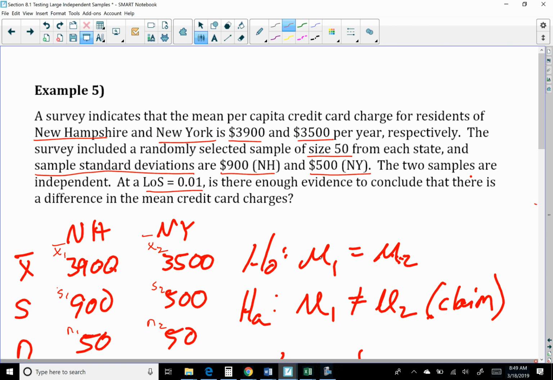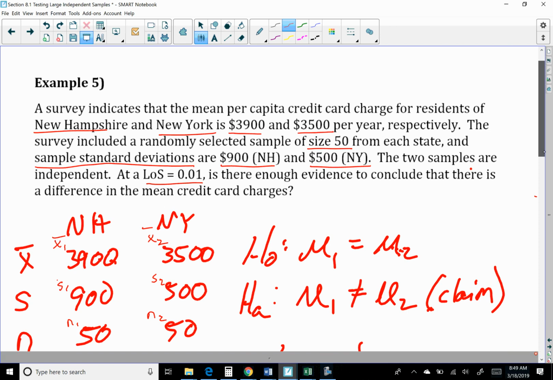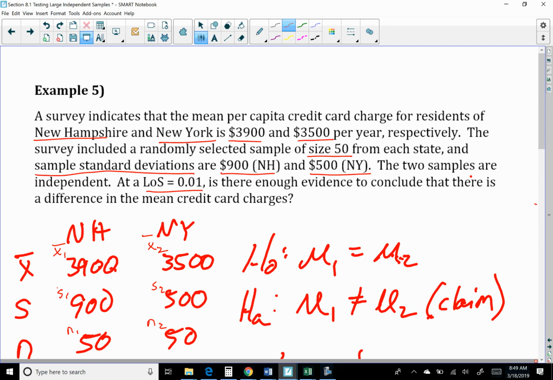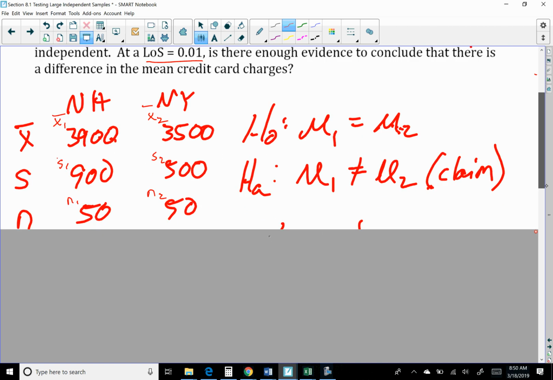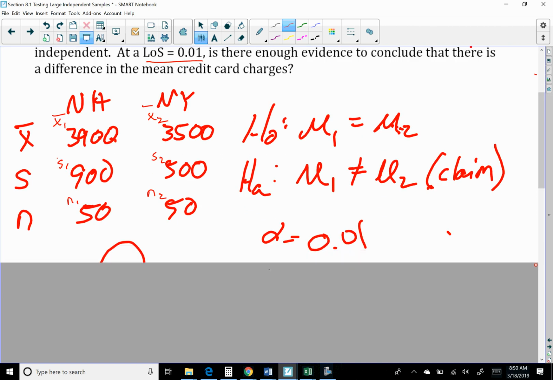Again, our null is that the two are equal. There is no difference. That's what we're assuming to be correct. The alternative is that there is a difference. But it says, is there enough evidence to conclude that there is a difference in the mean credit card charge? So we're making a claim that there is a difference. Level of significance, 0.01. We already talked about that.